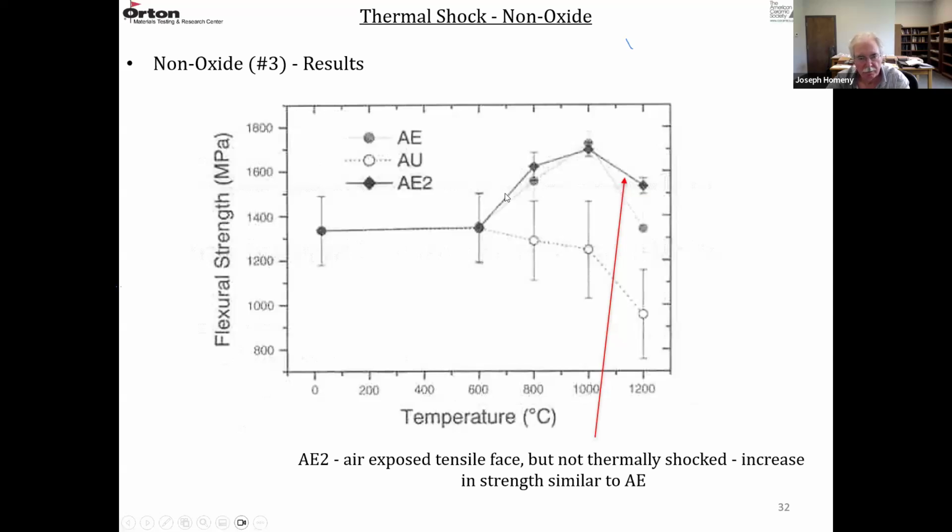So thermal shocking sample AE had very little effect on its strength. Basically the same as AE2, and there's a little bit of difference as we go to a much higher delta T.